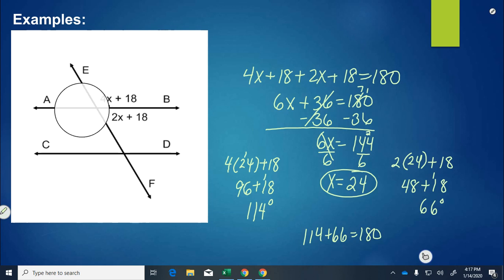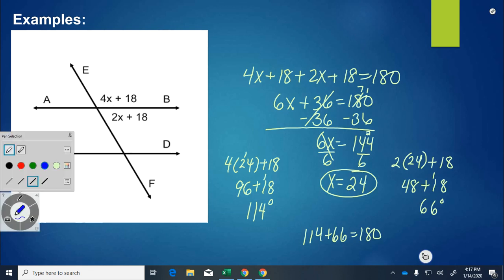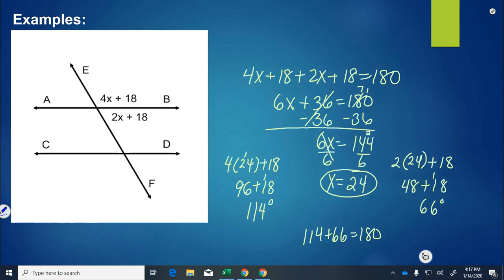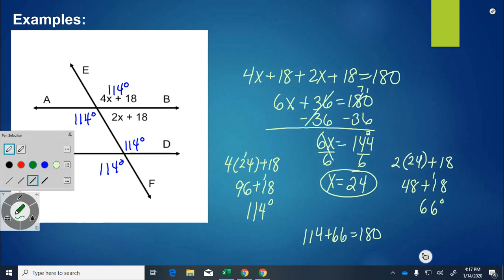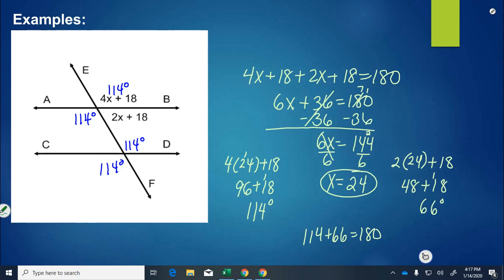So now I can find all of the angles. So these ones, the obtuse ones, are all 114 degrees. And there should be 4 of them. And then all the acute angles are 66 degrees. And again, we have 4 of them. Okay, so it's important to always label all of the angles when you have a diagram like this. All right, let's take a look at another example.